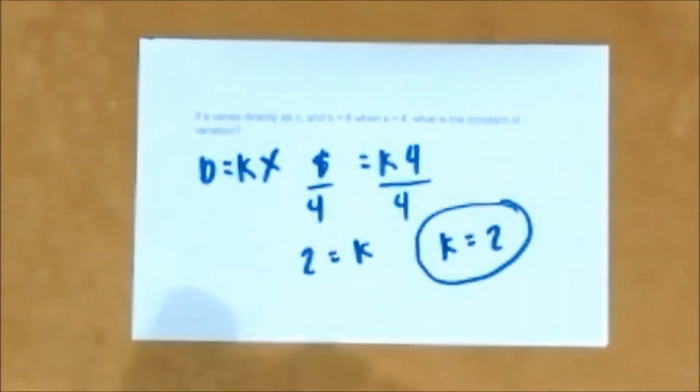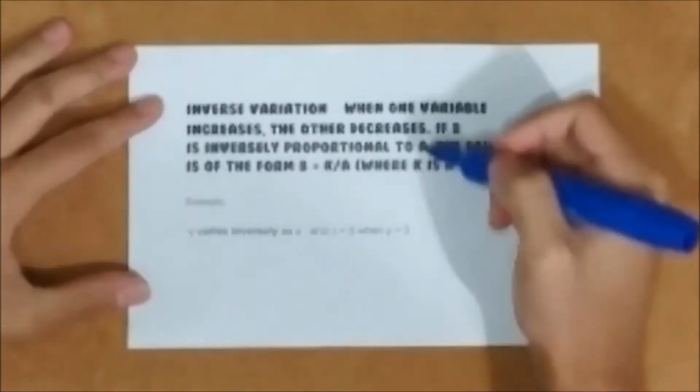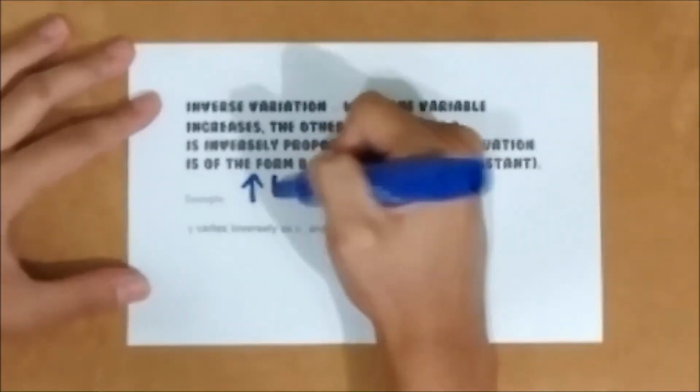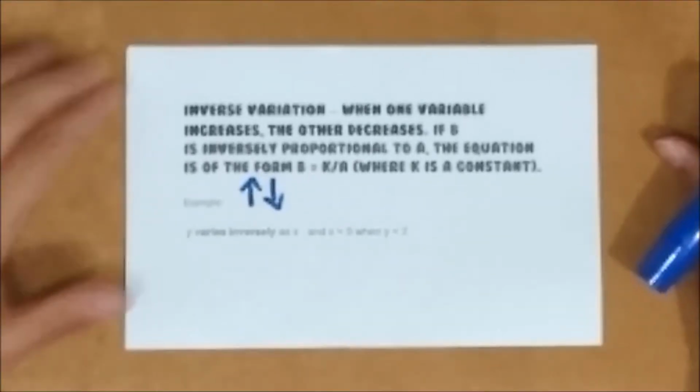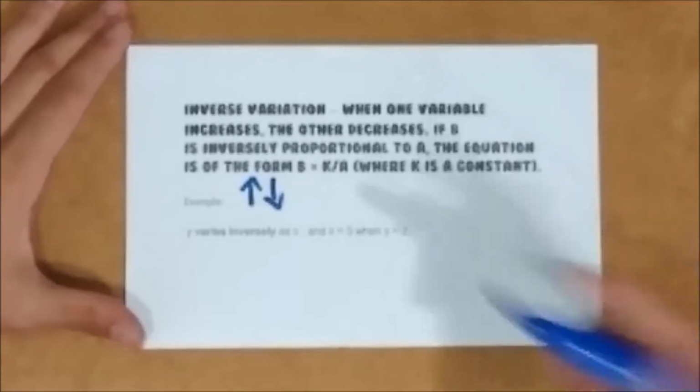Simple, right? Now let's move on to the inverse variation. When one variable increases, the other decreases. If b is inversely proportional to a, the equation is in the form b equals k over a, where k is a constant. For example, y varies inversely as x, and x is 5 when y equals 2.